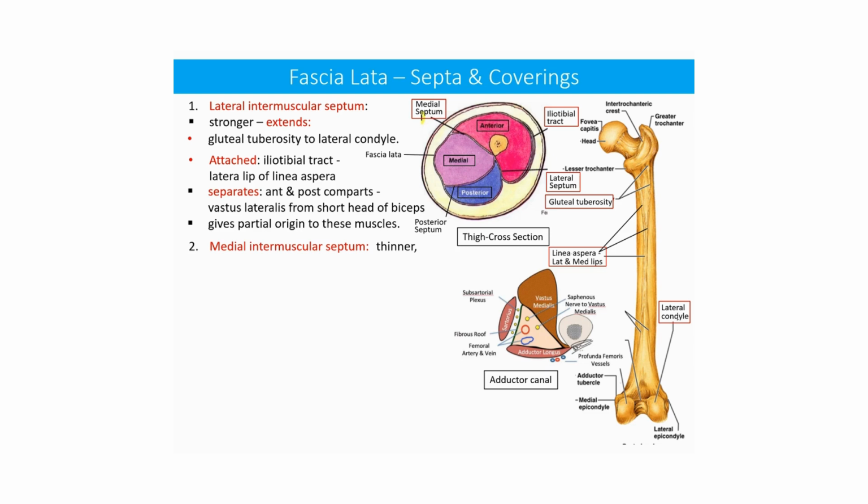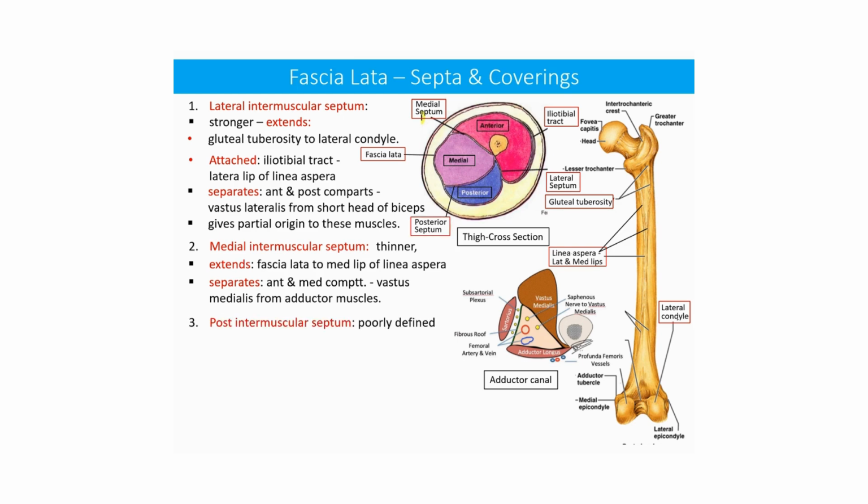Second is the medial intermuscular septum, which is relatively thinner and extends from fascia lata to medial lip of the linea aspera. It separates vastus medialis in the anterior compartment from the adductor muscles in the medial compartment. Third is the posterior intermuscular septum, which is poorly defined. It extends from fascia lata to medial lip of the linea aspera and separates medial and posterior compartment contents from each other.